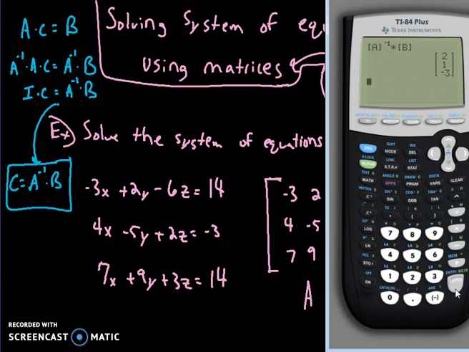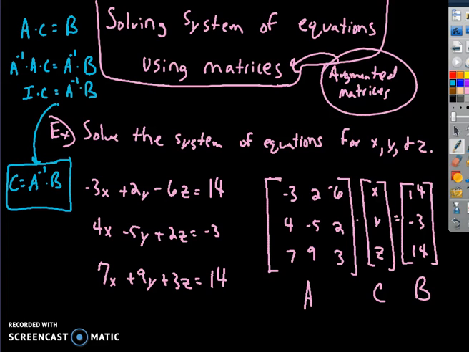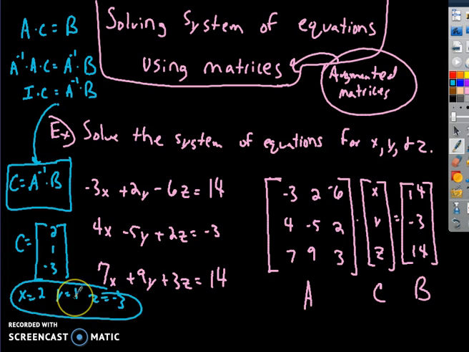And then the product is 2, 1, -3 in that order. So that means C is equal to 2, 1, -3 in that order. Since C was represented by X, Y, and Z, that means X is equal to 2, Y is equal to 1, and Z is equal to -3. So that's the solution to that system of equations: 2, 1, -3.